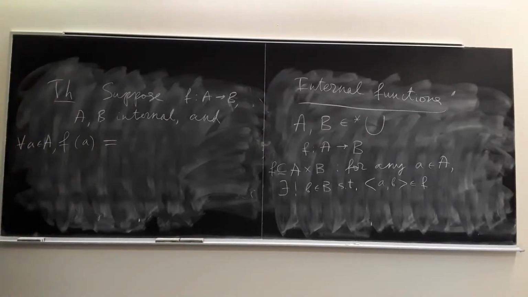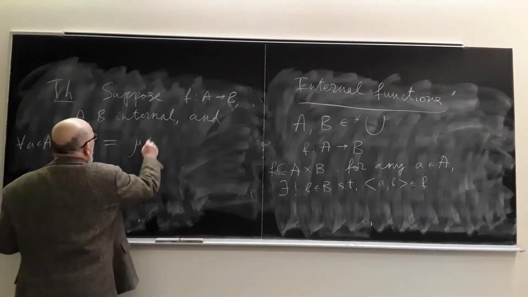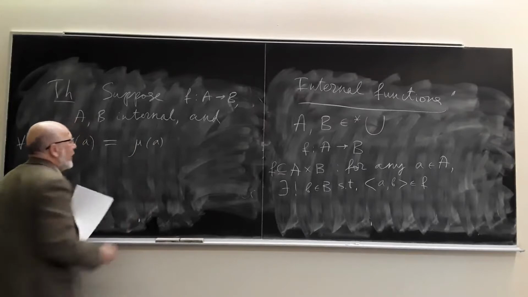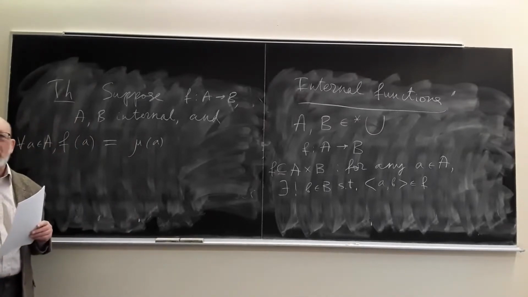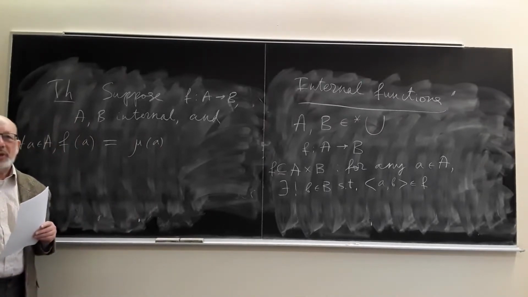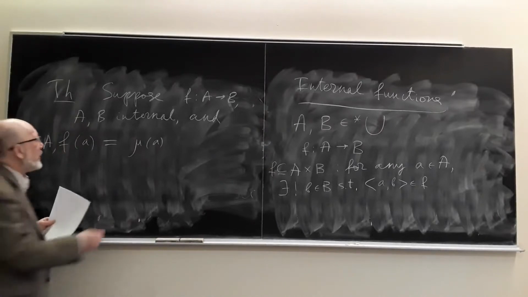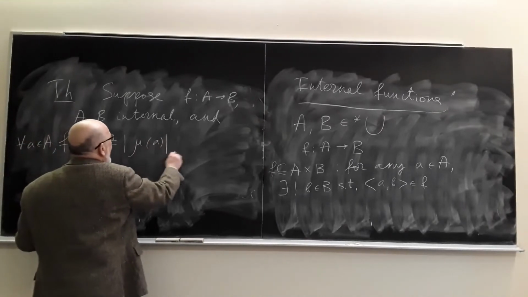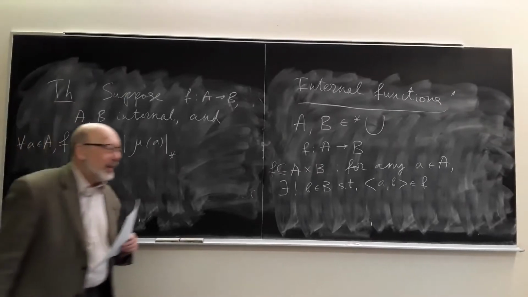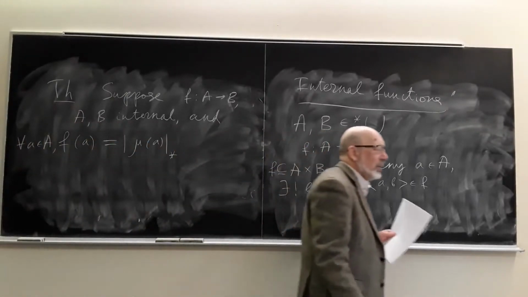We have to, there exists a term, a formula in our usual sense, term mu of A. The term is a logical thing. We have rules for how to interpret a term. Each term has its interpretation in the universe star U.